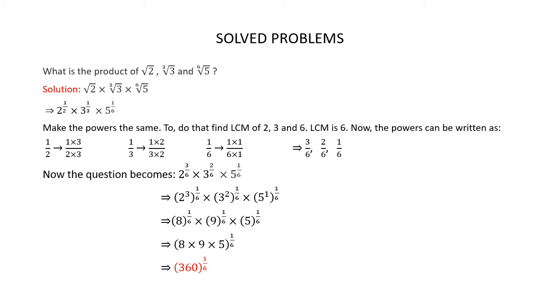Now 8 multiplied by 9 multiplied by 5 is 360. So you finally have the answer as 360 raised to the power of 1 by 6. 360 raised to the power of 1 by 6 is the answer.